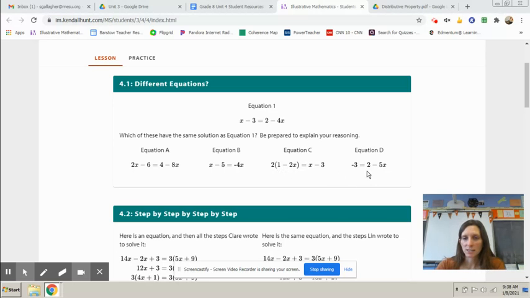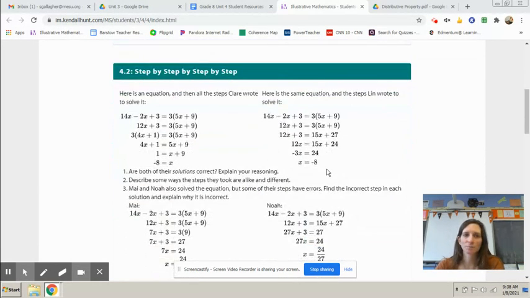Finally, equation D is the same because, like in equation B, I just took something away from both sides. Here I took away the x from the left side to leave me with negative 3. If I take away x from one side, I have to take it away from the other also. So that makes it negative 5 instead of negative 4. So all of them match.